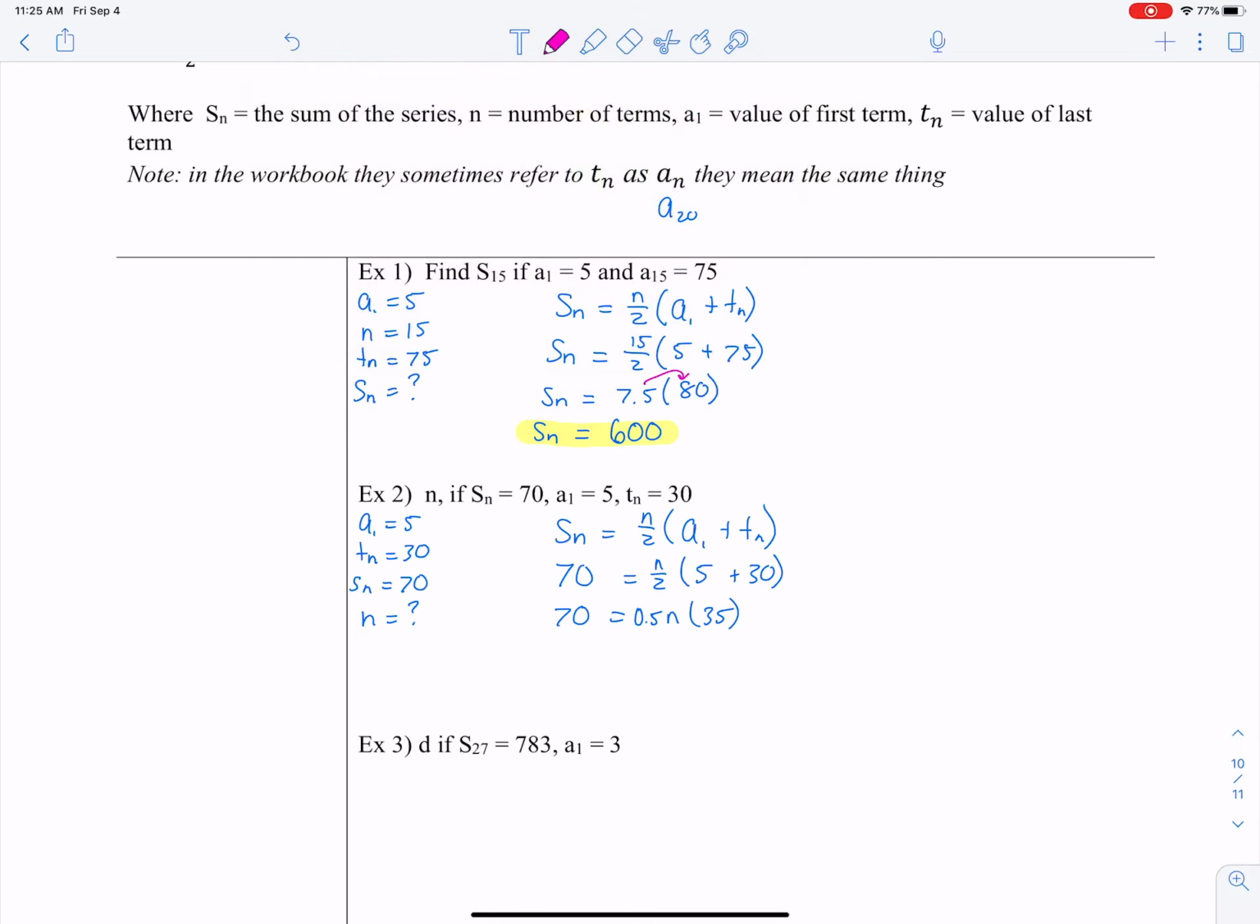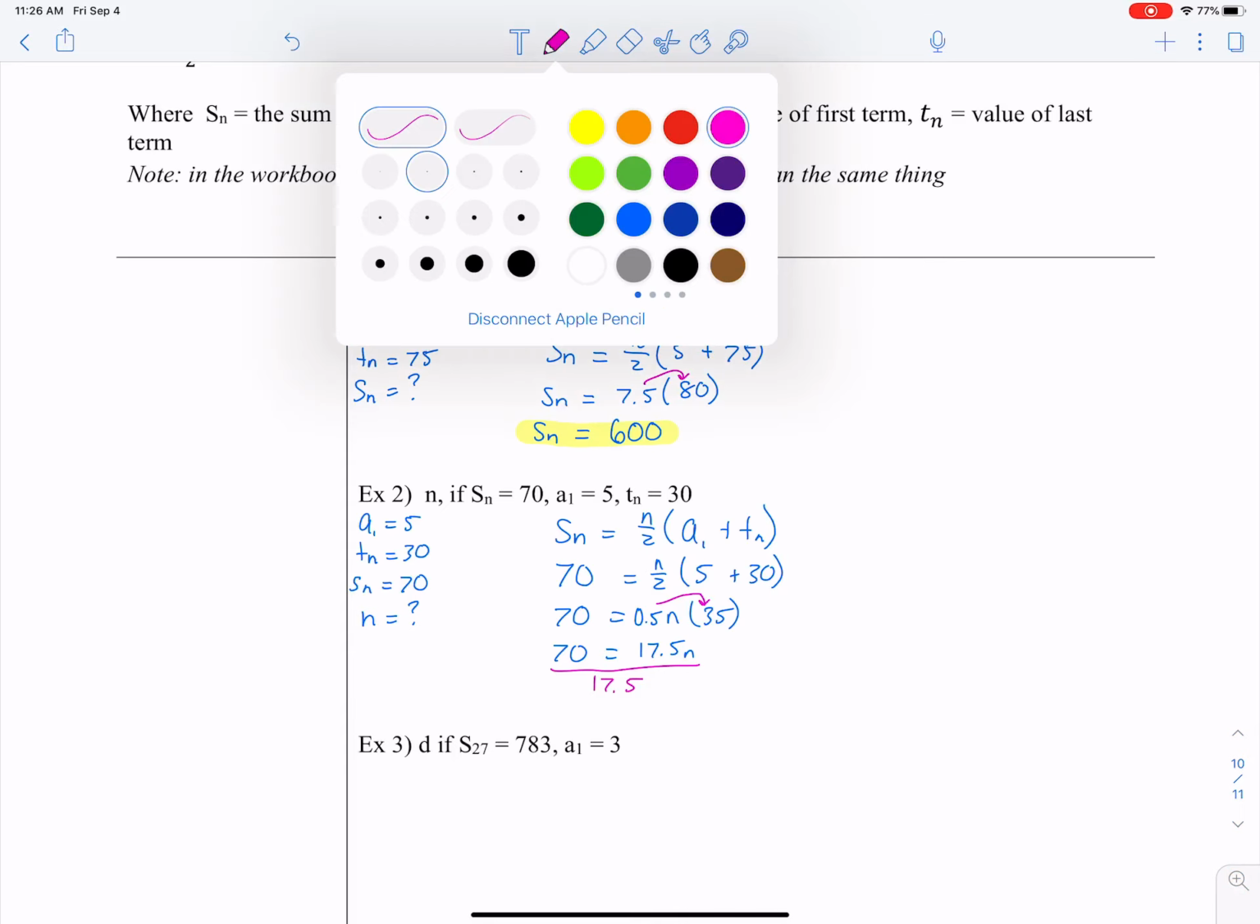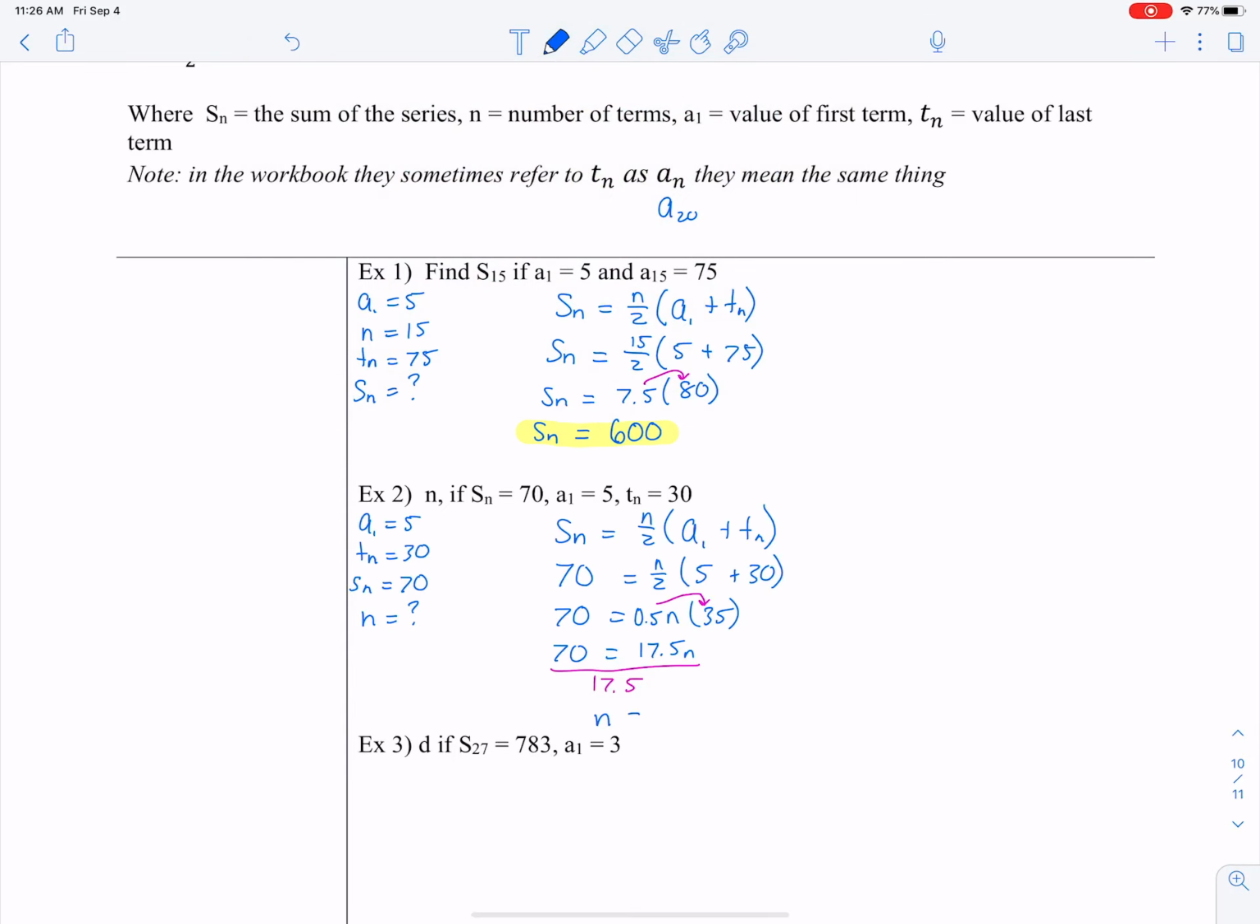Next I need to multiply these two things together. So 0.5 n times 35, and I'm going to get 17.5 n. Having a decimal is fine. We want the n to be by itself, so we're going to divide both sides by 17.5. So we get n is equal to 4 as a final answer.